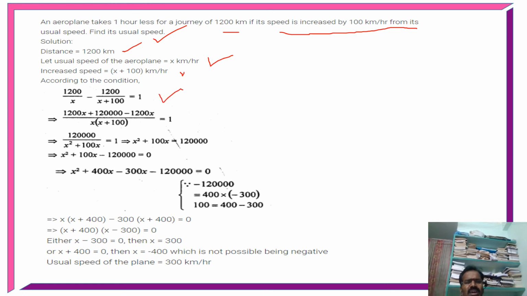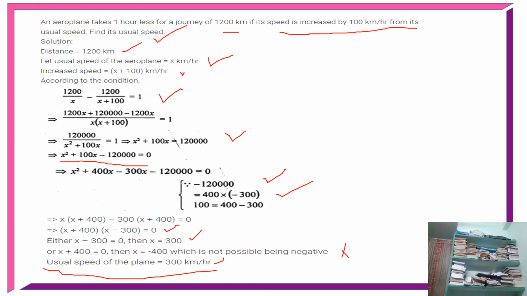Same process here, students. The numbers are bigger. The remaining process will be the same, and simplify. We get a quadratic equation, and then apply the splitting middle method or quadratic formula. Again we have here (x plus 400)(x minus 300) equal to 0. If we take x minus 300 equal to 0, x equals 300, but if we take x plus 400 equal to 0, x is equal to minus 400, and speed is never negative. So the usual speed of the plane is 300 km per hour.